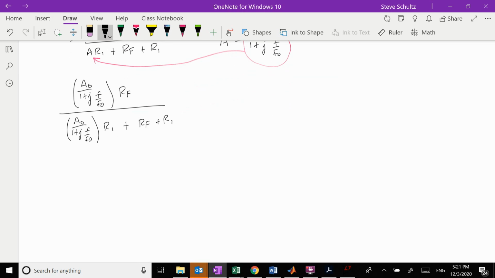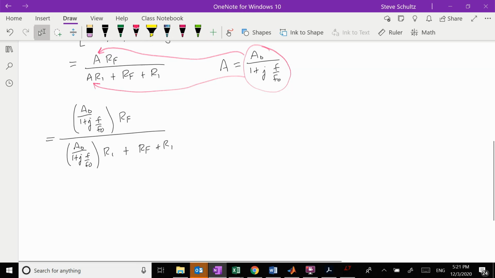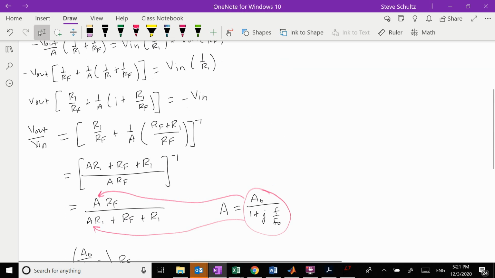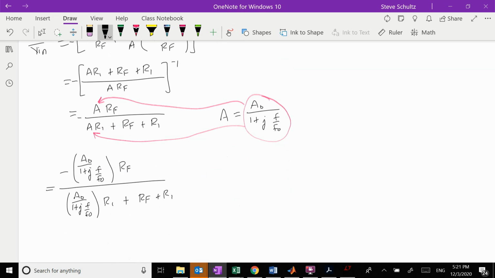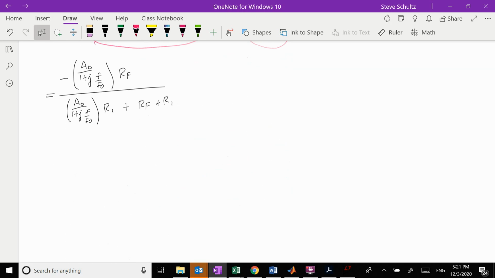Okay, and then like we did before, we're going to multiply through by the 1 plus j. And it looks like we lost our minus sign all the way along here, so we can come back and put that in. Okay, so we're going to multiply the top and bottom by the 1 plus jf over f naught. So we have A0 RF over A0 R1 plus RF plus R1 plus jf over f naught times R1 plus RF.